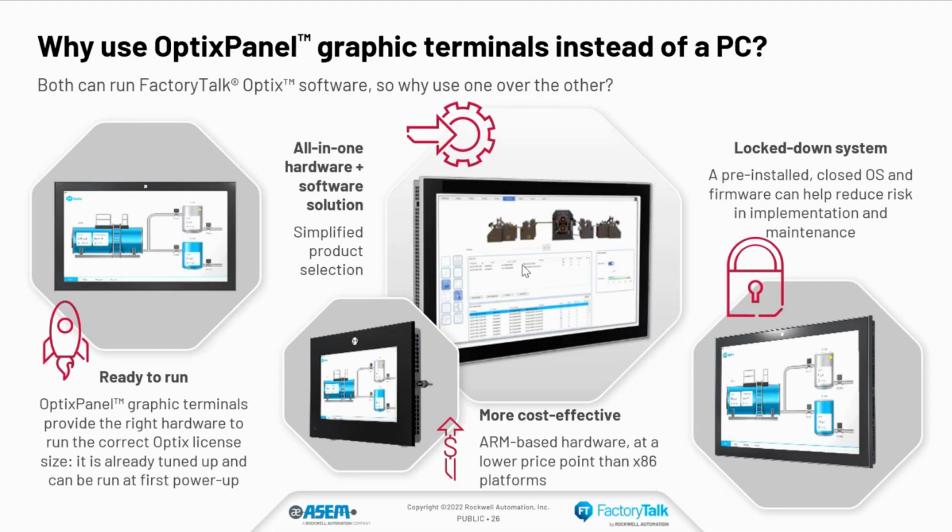So the Optix panels basically give you a small list of parts to choose from, but they're very efficient with how they did that. So it's a very simplified product selection. You only have to choose from so many offerings, and it'll work with basically up to large size applications for your FactoryTalk Optix application. They are more cost effective. They use ARM-based hardware. So this allows them to reach a better price point than most other industrial PCs. And it comes pre-installed with a closed OS. So that helps reduce the risk of tampering or risk of something going wrong during maintenance or implementation.